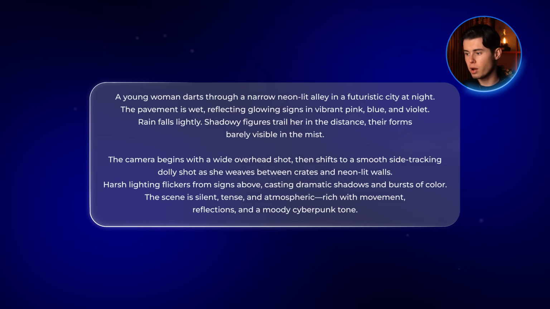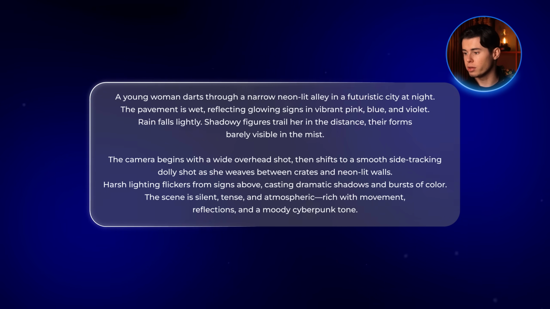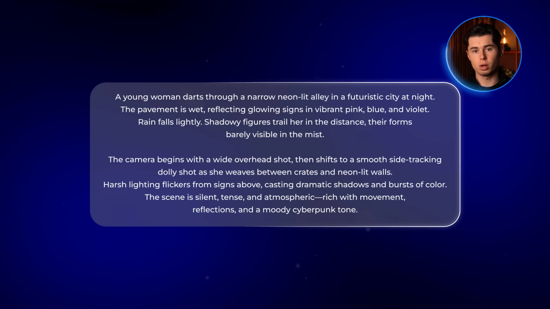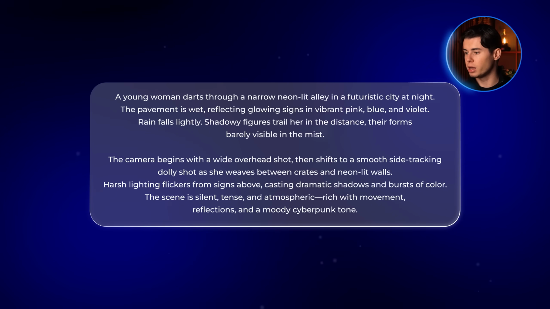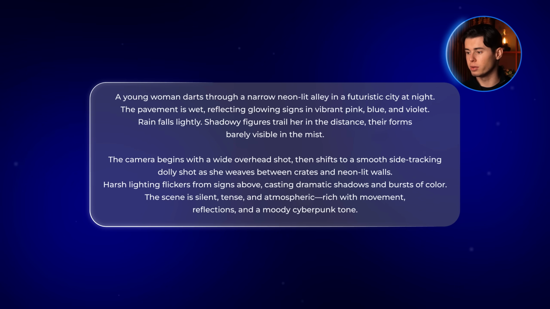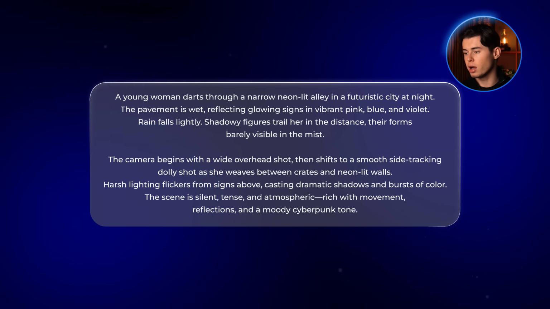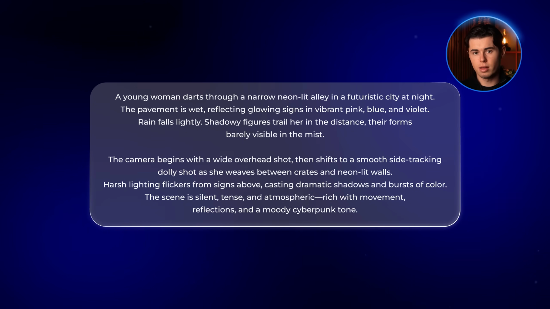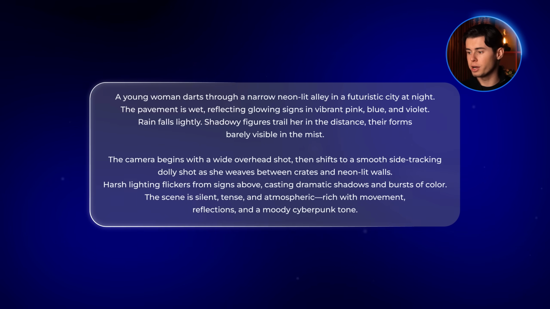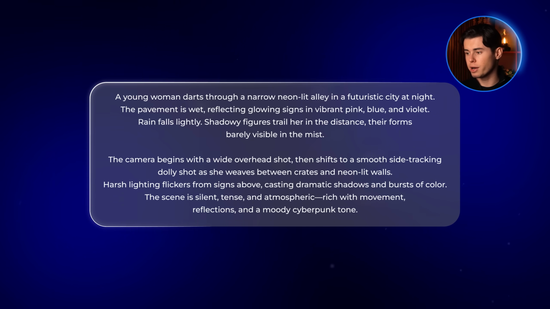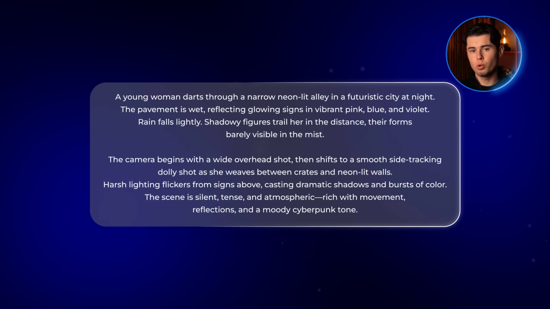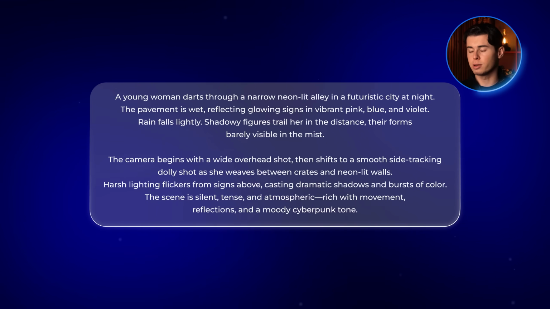A young woman darts through a narrow neon-lit alley in a futuristic city at night. The pavement is wet, reflecting glowing signs in vibrant pink, blue, and violet. Rain falls lightly. Shadowy figures trail her in the distance, their forms barely visible in the mist. The camera begins with a wide overhead shot, then shifts to a smooth side-tracking dolly shot as she weaves between crates and neon-lit walls. Harsh lighting flickers from signs above, casting dramatic shadows and bursts of color. The scene is silent, tense, and atmospheric, rich with movement, reflections, and a moody, cyberpunk tone.